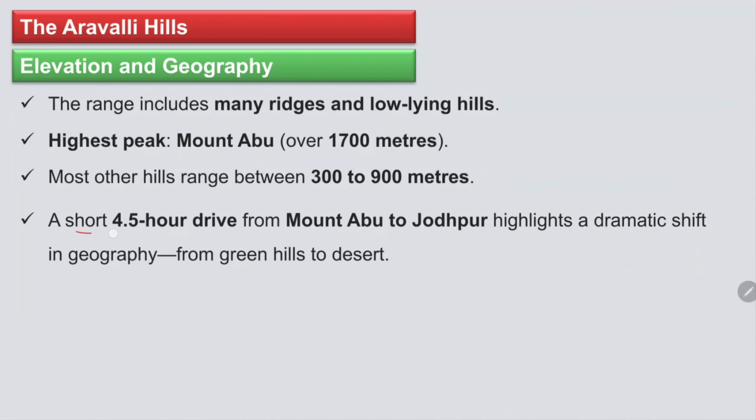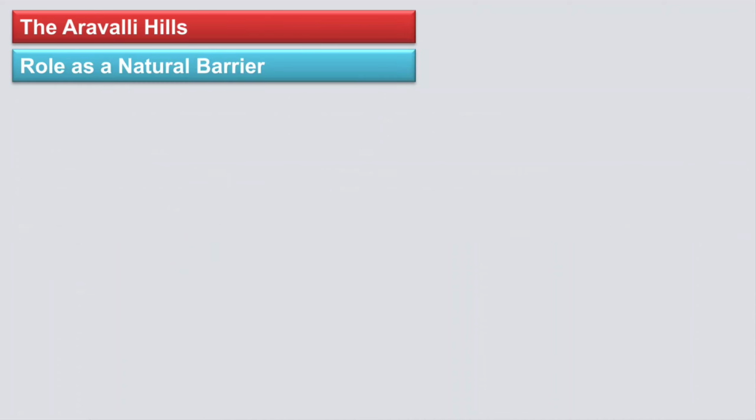So again, see, a short trip of 4.5 hours drive from Mount Abu to Jodhpur. If you go from Mount Abu to Jodhpur, it will take only around 4.5 hours. It highlights a dramatic shift in geography from green hills to desert. So if you drive from Mount Abu to Jodhpur, what will you notice? A different landscape, different geography. That is, from green hills, Mount Abu, which is very green, isn't it? Greenery hills, you will go to the desert. So isn't it very fascinating? That is why India is a diverse country geographically also. Okay. So it acts as a natural barrier.